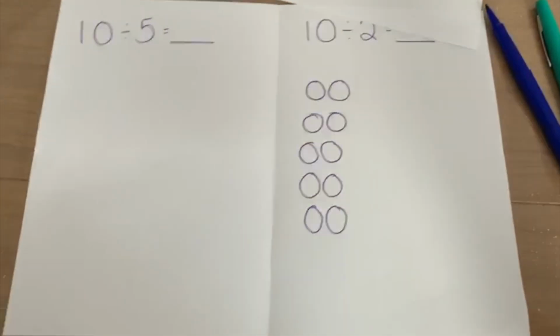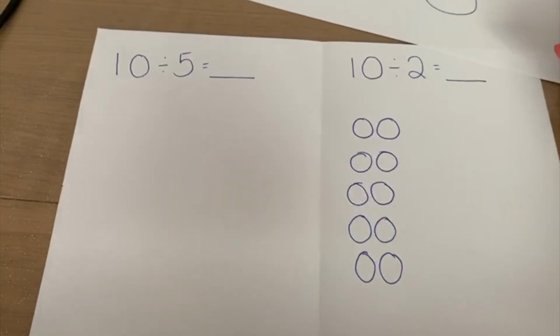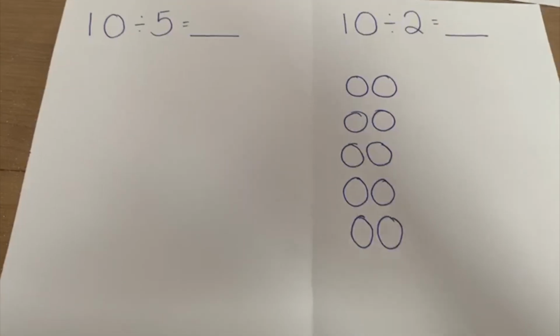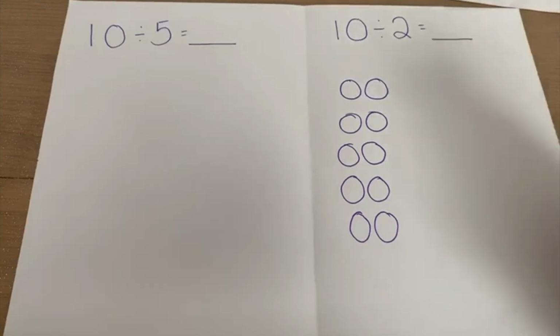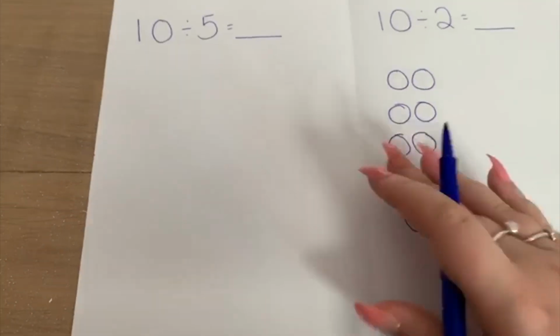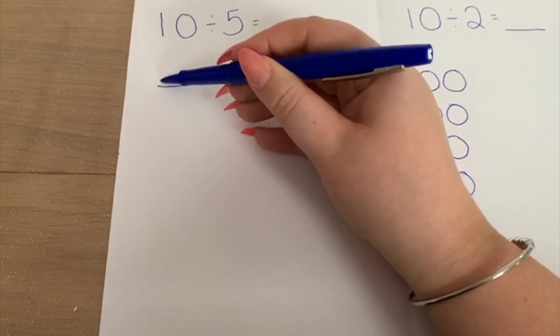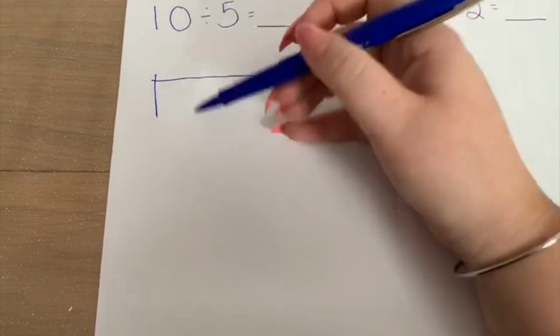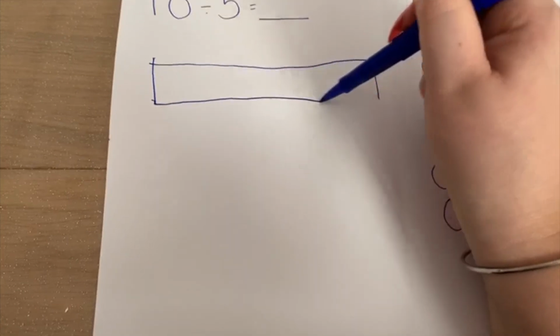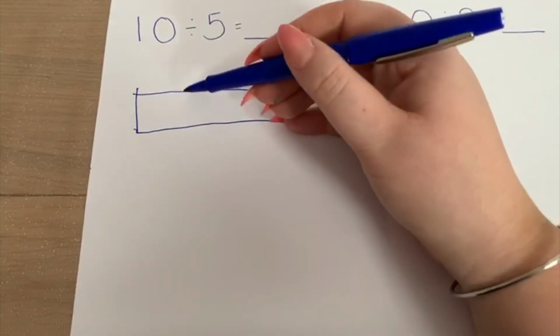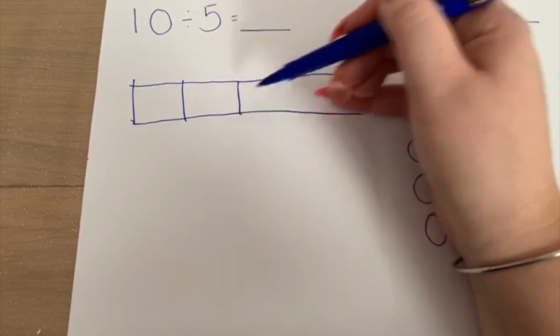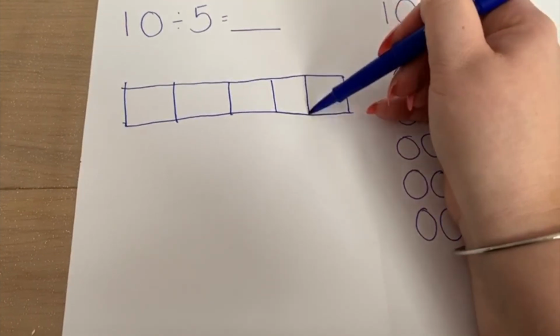Now, the next thing that I'm going to show you is 10 divided by 5. Now, we don't have to just do circles. What we can do is we could make a bar. So, if I draw a bar, and I need to split it into 5. So, I've got 1, 2, 3, 4, 5.